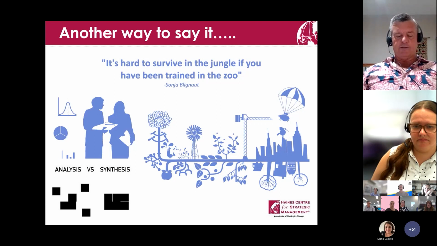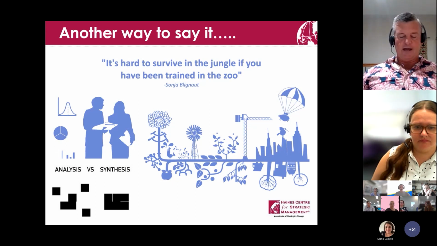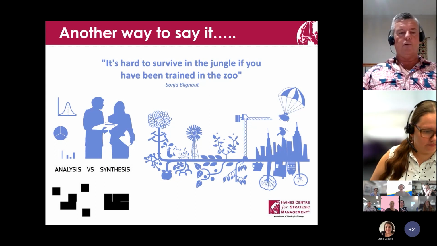Whereas fewer of us have been taught this notion of synthesis, so as to understand the thing is a part of something, understanding the behaviour of the bigger whole of which it is a part. This is called more holistic thinking.